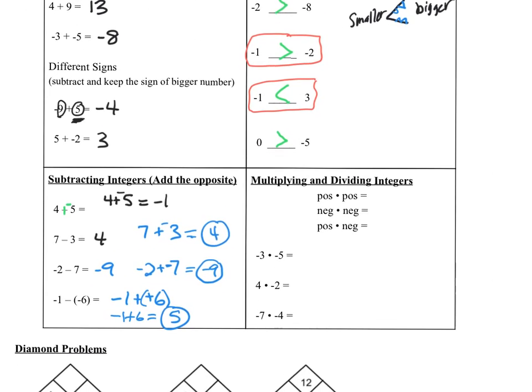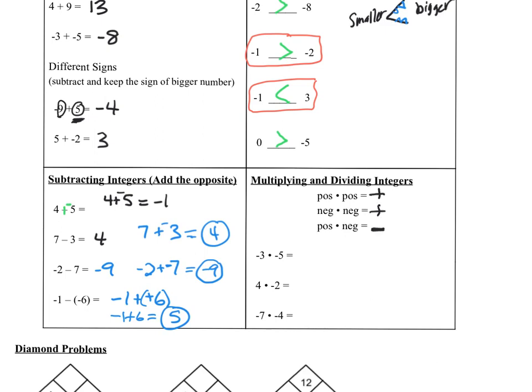Now, the last thing we want to review is multiplying and dividing integers. Again, I know you've done this before, this is just a review. When you're multiplying a positive number times a positive number, the answer will be positive. When you're multiplying a negative times a negative number, the answer will again be positive. So whenever the signs of the numbers are the same, like positive, positive, or negative, negative, the answer will always be positive. If you're multiplying a positive number times a negative number, that answer will always be negative.